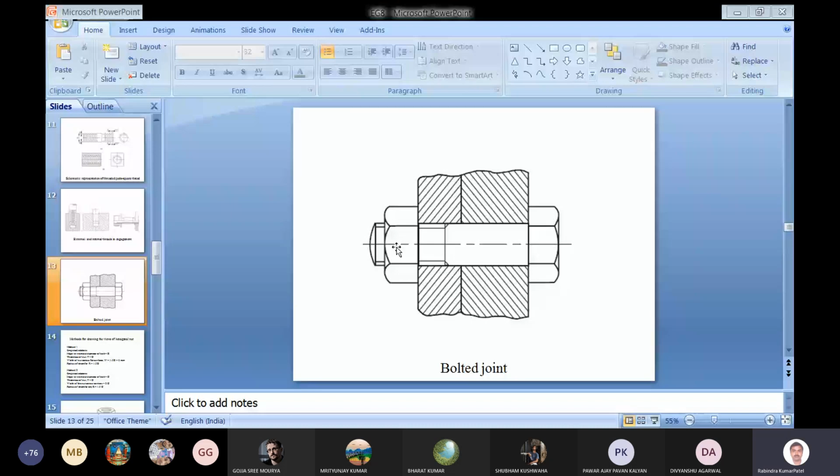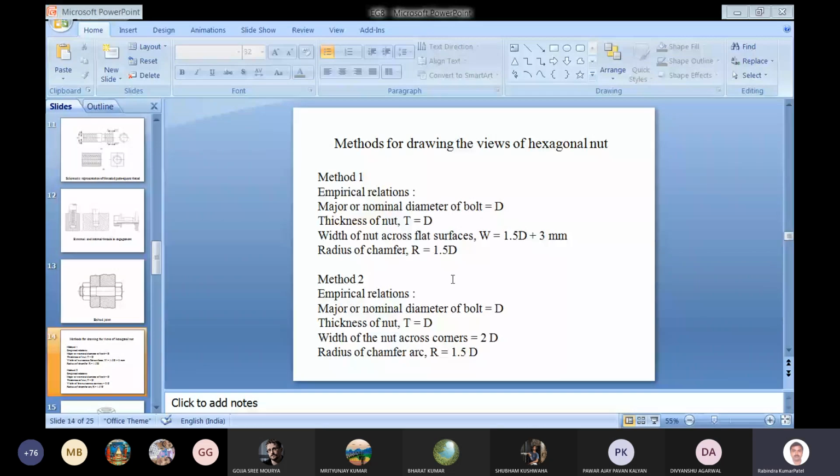When we combine this nut and bolt and join these two plates together, we will have this type of joint, a bolted joint. And there are different ways of drawing the threads, the heads of the bolt as well as the nut. So we have two methods.